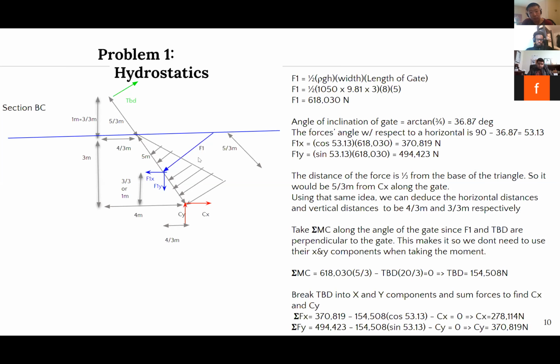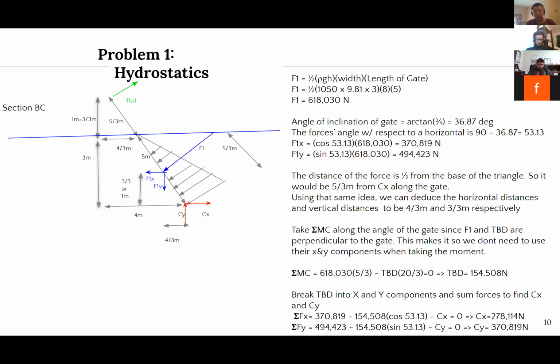Okay. Now let's calculate the pressure force. We know the force of this prism is essentially the volume of this triangular prism, with the base being the pressure at the bottom. So the force will be 1/2 rho g h times the width into the paper times the length of the gate. So that's 1/2 times 1050, and when we work it out, we see that the first pressure force is 618,030 newtons. Now after that, we're going to need to find the angle of inclination of the gate.